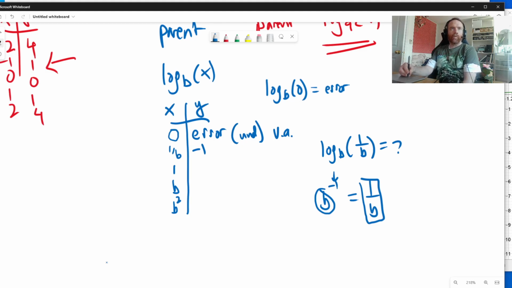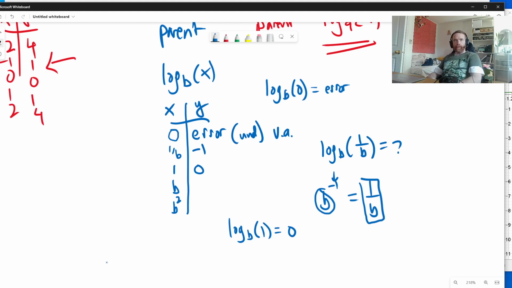Okay, how about 1? What is the log base b of 1? Well, every single time that is always going to be 0, because remember, any base to the power of 0 is 1 no matter what. So that one's that. Log base b of b is, of course, 1, and log base b of b squared is 2.